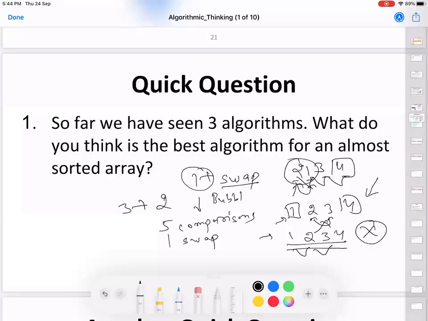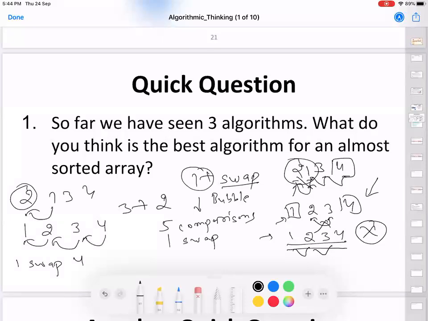Bubble sort. If you look at insertion sort, you would be starting with 2. 2 is already sorted. Then 1 comes in, so 1 would get interchanged with 2. Then 3 comes in, already sorted. 4 comes in, already sorted. So what you did was only 1 swap and a total of about 4 comparisons.